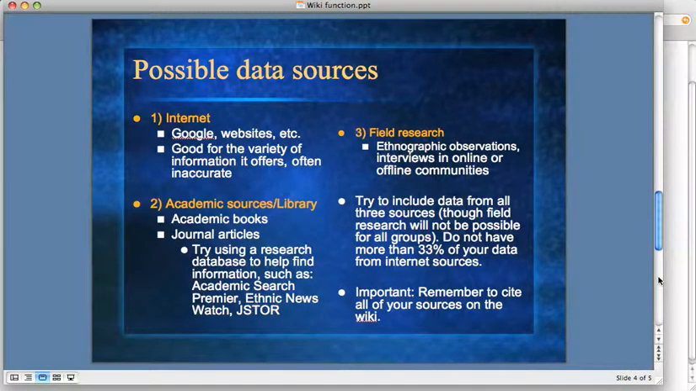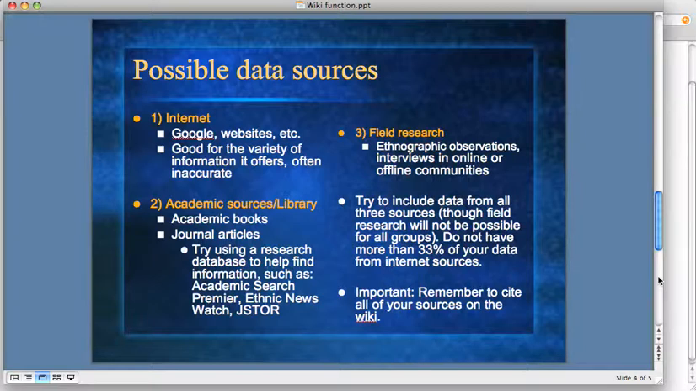Okay, there are three different possible data sources you can use for collecting data to put on your wiki. The first is the internet, second is academic sources in the library, and the third is field research. The benefits of the internet are it's very easy and it has amazing amounts of information. The drawbacks are you don't know if all the information is accurate, and there's sometimes information overload where there's so much it's hard to sift through.